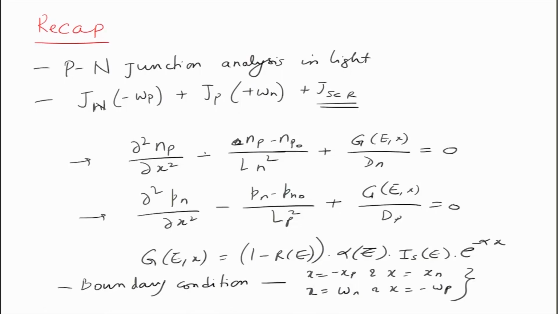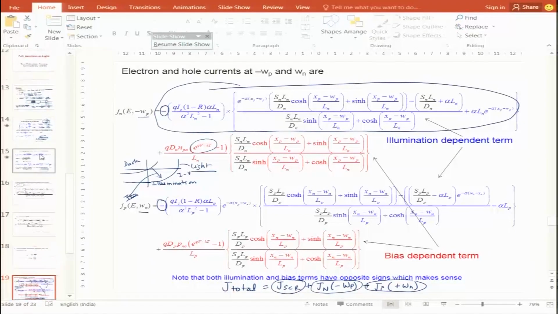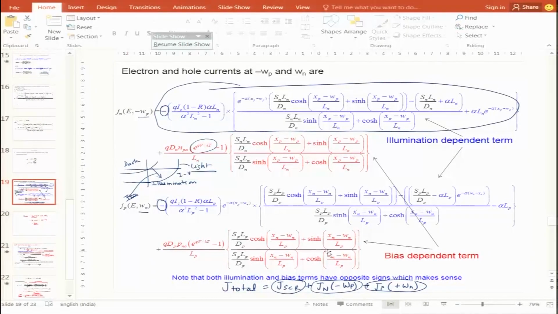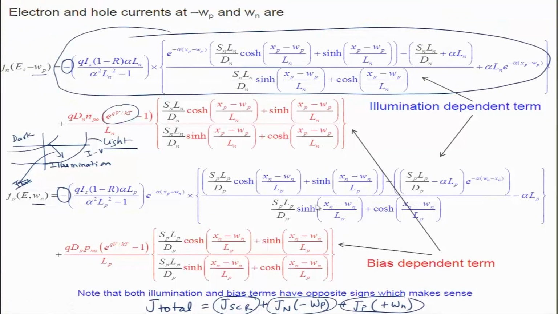So, these were the things that we did, and if you look at those expressions, go back to the previous lecture. So, we looked at these expressions for electrons and holes, and what we came up with were something like these. So, we had the electron current at minus Wp as a function of energy, and then the hole current at plus Wn, and what we got was we had two different terms.